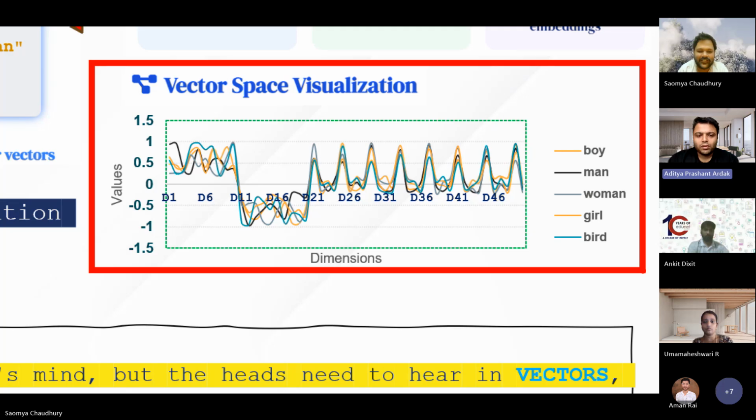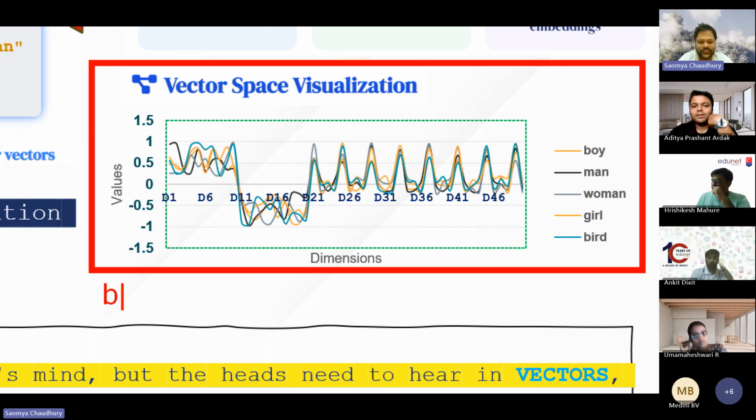This must be embeddings versus the dimensions we are having, right? Embeddings of boy, man, woman, girl, bird, and dimensions. These are the final values, a group of vectors, and what has happened depends on the context. So if I use the word boy.